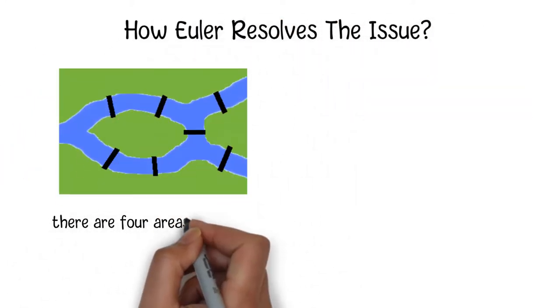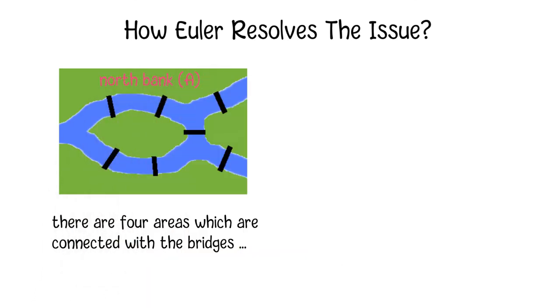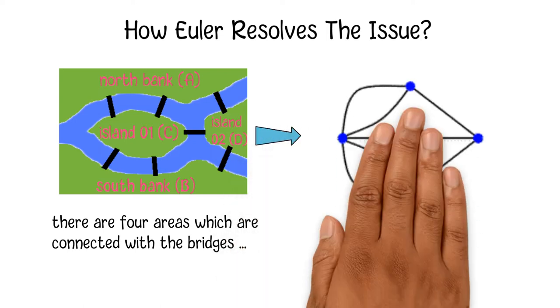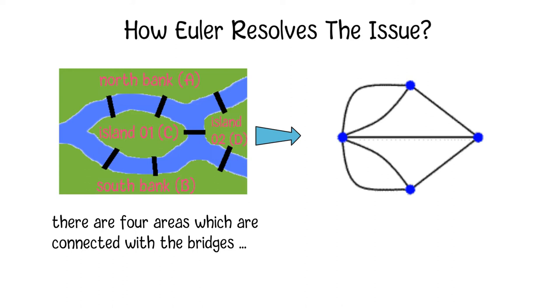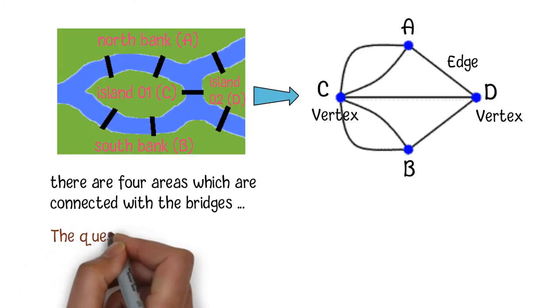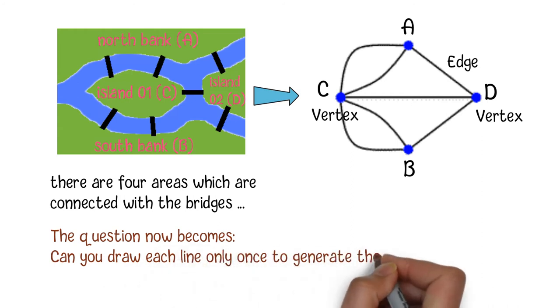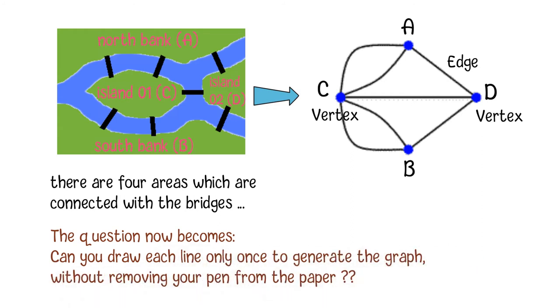From the map, we can see there are four areas which are connected with the bridges: the north bank of the river, the south bank of the river, and the two islands. For simplicity, Euler converted the map to a graph. This graph is made up of points, which are also called vertices, and lines, which are also called edges. So the four areas A, B, C, and D are represented as vertices, and the seven bridges are simplified as edges. So, the question now becomes: can you draw each line only once to generate the graph, without removing your pen from the paper?